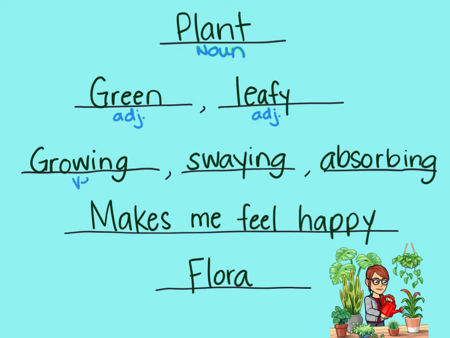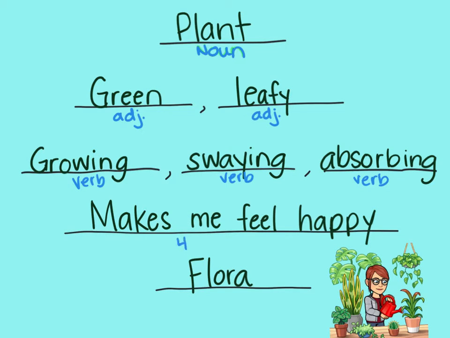Then I thought of three verbs, action words, that the plants could do. So I thought, well, they grow, growing, because remember we want ing. They move in the wind, which reminded me of swaying. And just like we've been learning, they absorb nutrients from the soil and the sun. So absorbing.